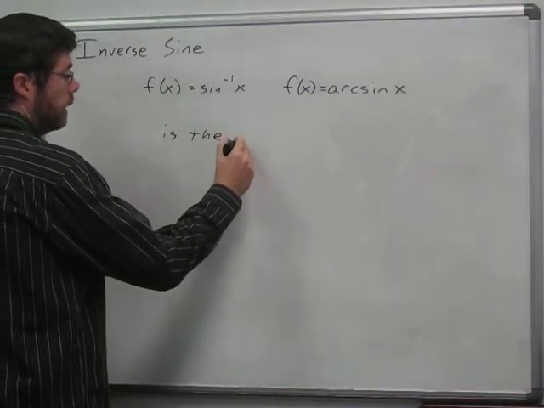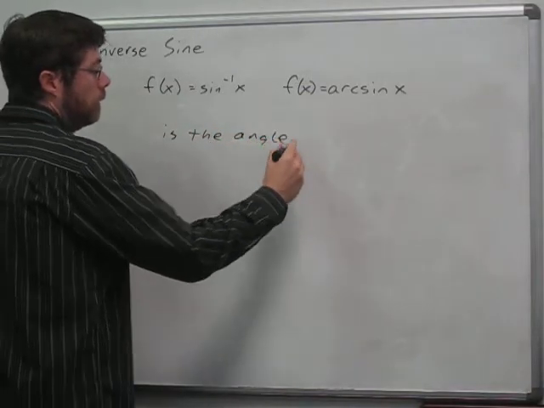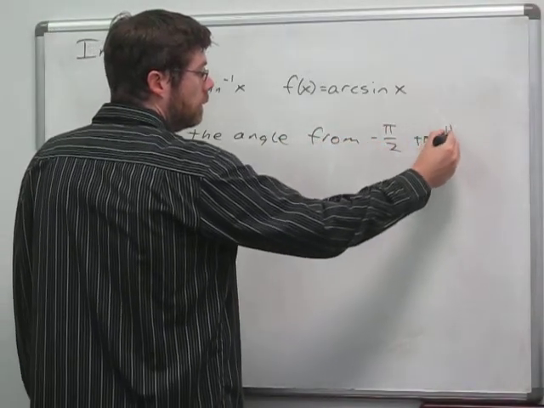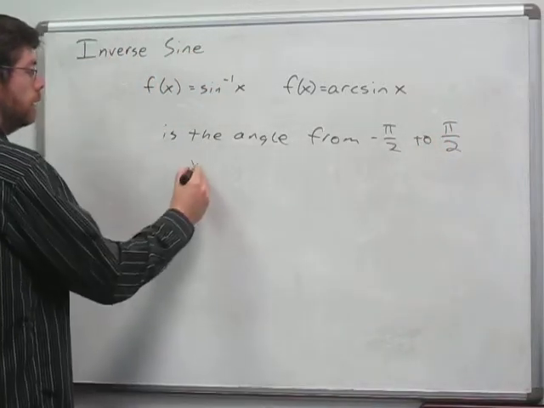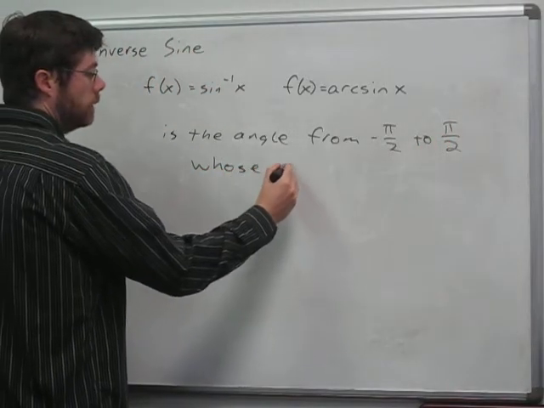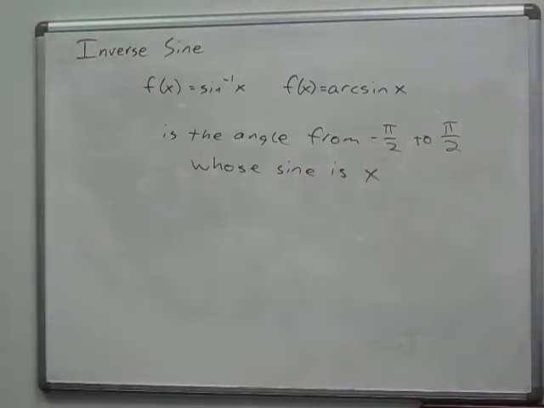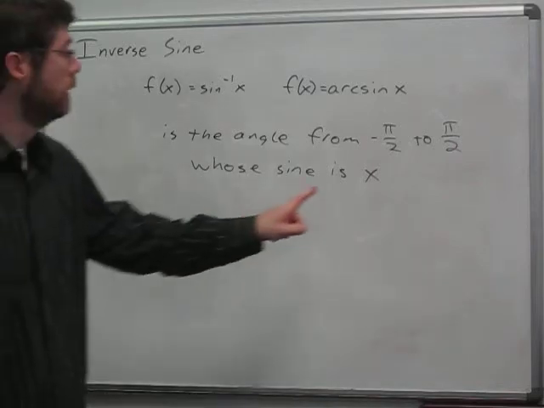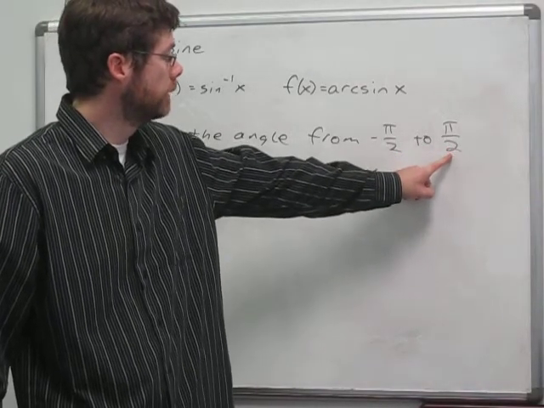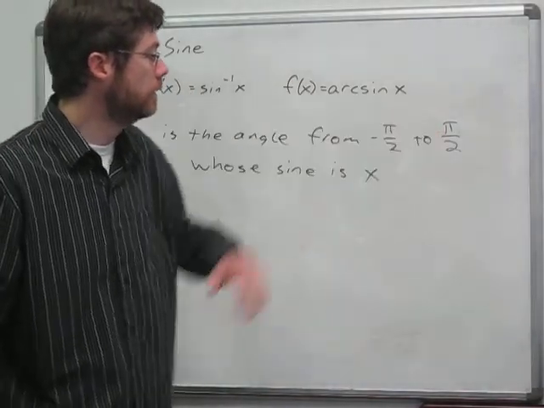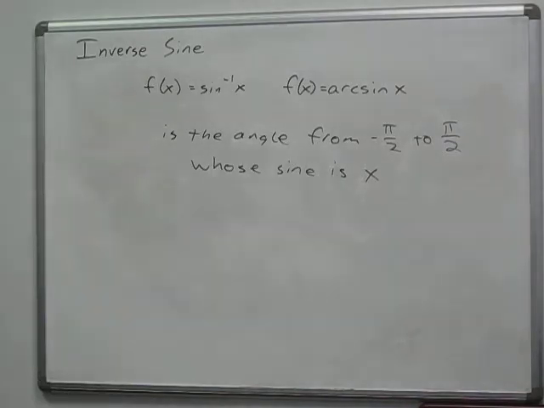is going to be the angle from -pi/2 to pi/2 whose sine is x. Right? Recall in the last video we saw how we chopped the graph of the sine function into just the branch from -pi/2 to pi/2. So our inverse sine function is only going to spit out values between those two radian measures.